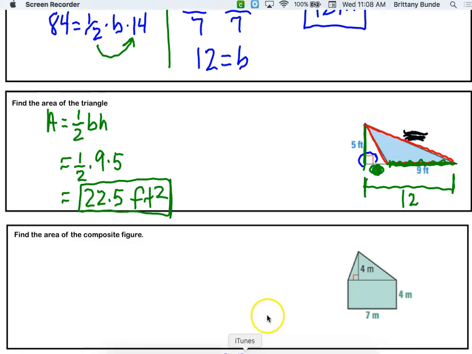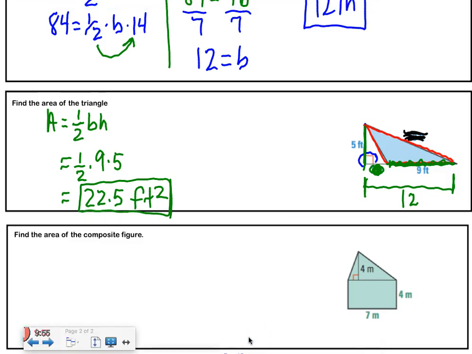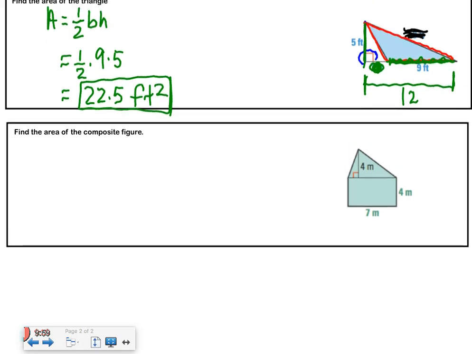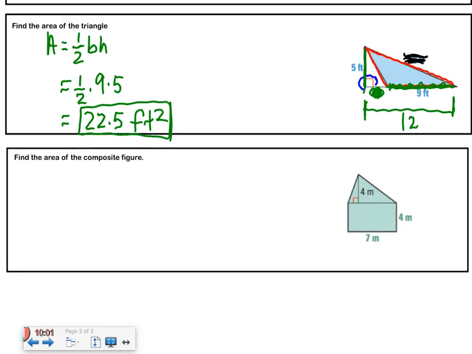Okay. And our last example says find the area of the composite figure. So you're looking here. Oops. I want to scroll down. There we go. So if we look at this picture here, I have a rectangle and a triangle. So let's first start off by finding the area of the rectangle.